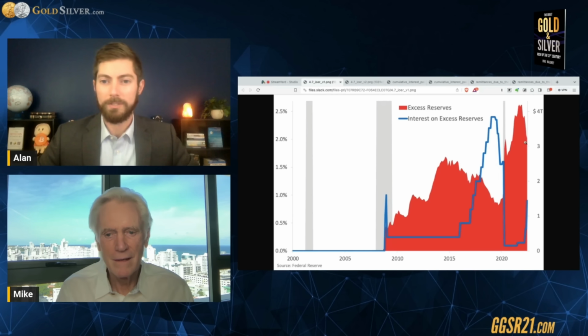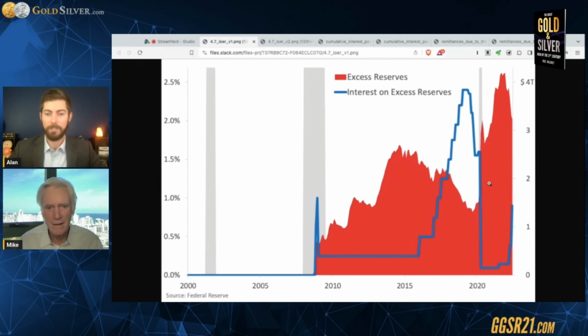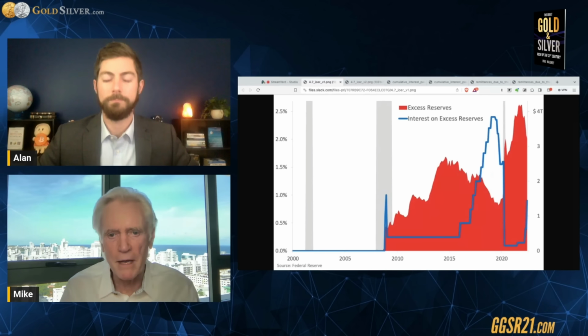The first thing to notice is probably the big red area, which is excess reserves. This is basically cash that banks have sitting in the system that they technically don't need to have there. Yeah, this is their base currency. So it's bank reserves. These are the dollars that never get out into the public. You and I don't touch these dollars. It's a separate monetary system.